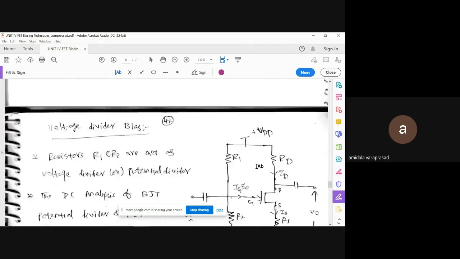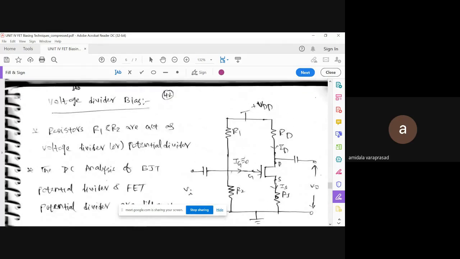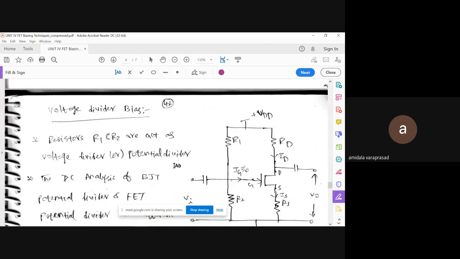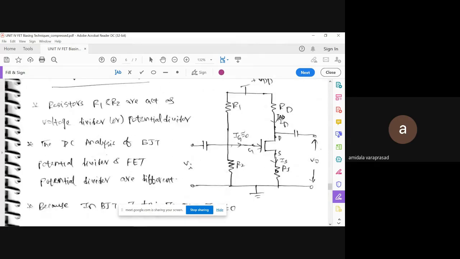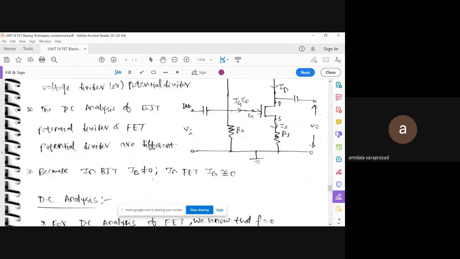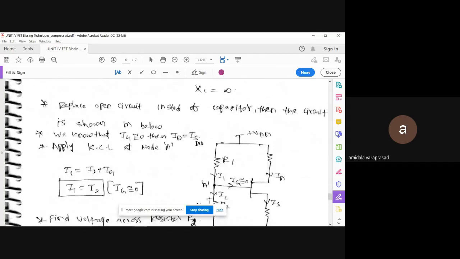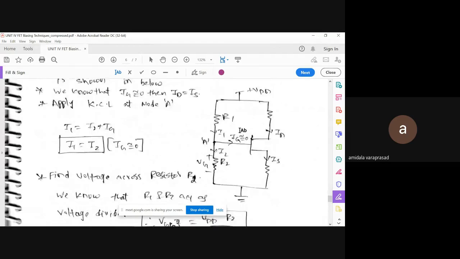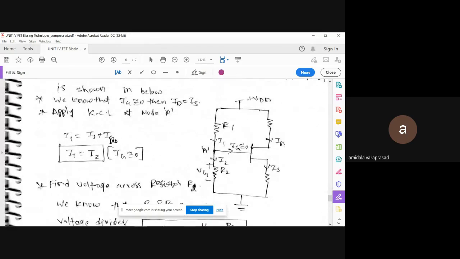This is about self bias. Voltage divider bias is similar to the voltage divider bias of the BJT. Same circuit: R1, R2, RD and RS will be there. Now, for DC analysis, capacitors are open circuit. Then the circuit will come like this. Here IG will be 0 for the gate, then I1 equal to I2.